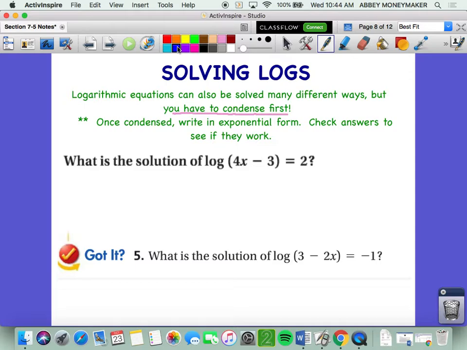So in this first problem, what is the solution of log of 4x minus 3 equals 2? If I'm going to use the circle trick, what do I have to have? I got to have a base. Very good, Alex. So what's my base here, guys? 10. So once I have my base, I can turn this into an exponential using the circle trick. So we would say 10 to the second power equals 4x minus 3.